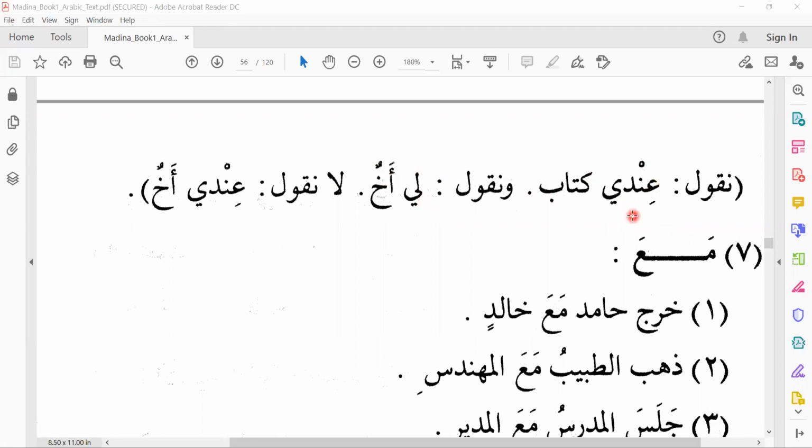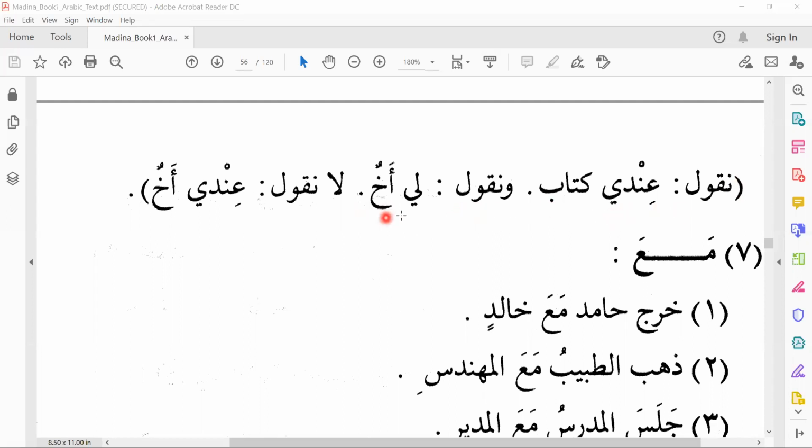Indi, that means we carry with us. For example, indi kitabun, indi qalamun. I have a pen. I have a book. So actually we are carrying along with us. These kinds of things we will use indi.